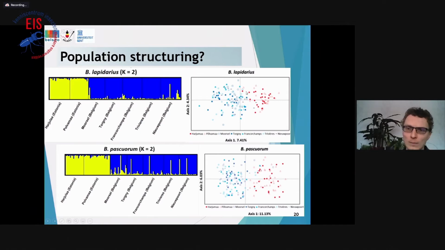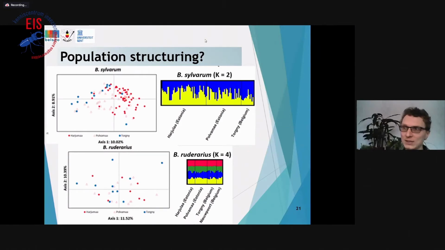So we can see here that both results suggest that there is population structuring on the larger scale between Belgium and Estonia, but not on the more local scale, so between populations of one country, between Estonian populations or within the Belgian populations. And this is for the stable species, which was a little bit surprising, because a lot of other studies showed no population structuring on the continental scale, but here we detect it even in the stable species.